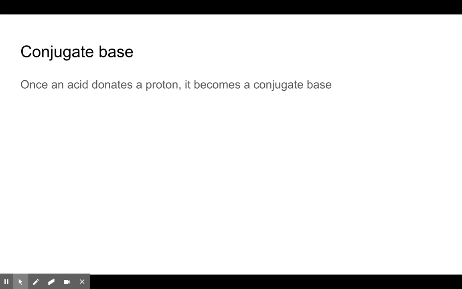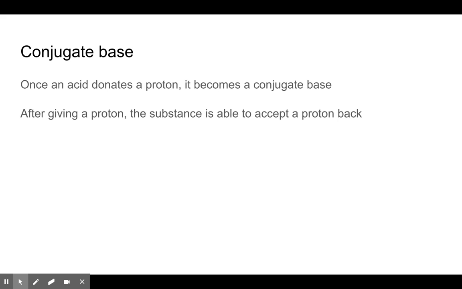Now, this brings up the topic of conjugate bases. Once an acid donates a proton, it becomes what's called a conjugate base because it's essentially no longer an acid. It's already given up its proton. So that means that now, instead, it has the ability to accept a proton. So after giving a proton, the substance is able to accept a proton back, which is the definition of a base.